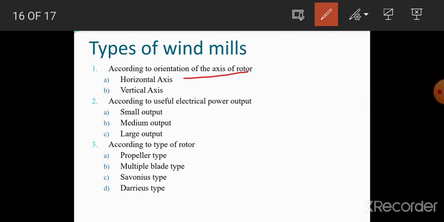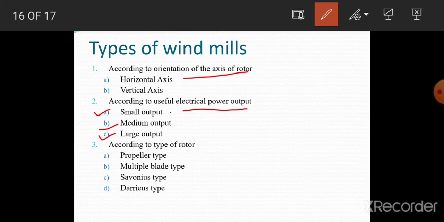According to the electrical power output also it can be classified: if a small output, like 2 kilowatt, it can be called a small output wind turbine. Then medium output, like 2 kilowatt to 100 kilowatt, then large output, like more than 100 kilowatt, which is called a large electrical power output.